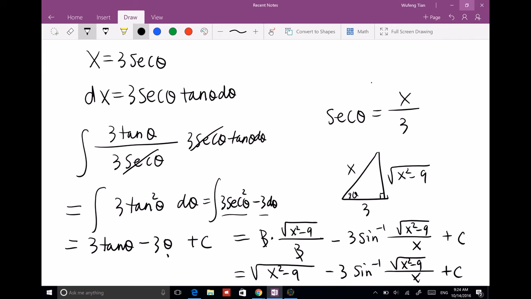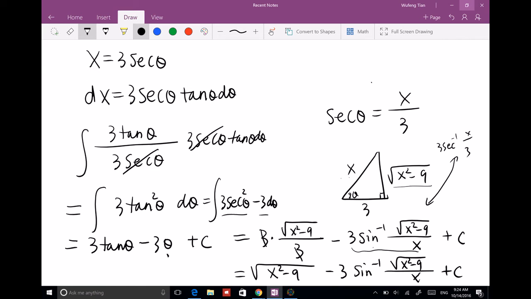Eventually, we only have x here, so that's not a problem. We're talking about the same angle. If you use arc sine, you have to use a sine function. If you use secant, use a secant function. You can change this one into 3 secant inverse of x over 3. This will be exactly the same thing. Okay. All right.